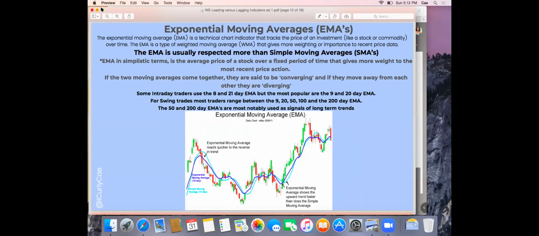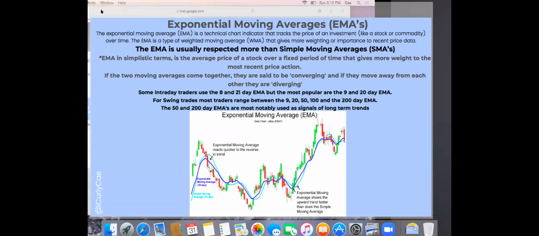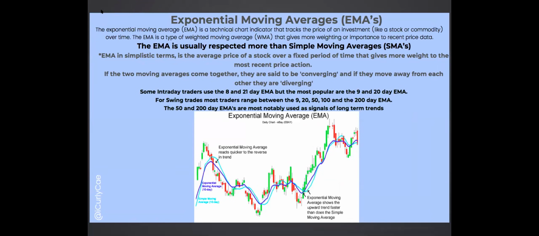All right. So the exponential moving average is a technical chart that tracks the price of an investment like a stock or commodity over time. The EMA is a type of weighted moving average that gives more weighting or importance to recent price data. The EMA is usually respected more than the simple moving average. EMA in simplistic terms is the average price of a stock over a fixed period of time that gives more weight to the most recent price action. So I'll break that down for you. If I am using the 9-day EMA, it's a 9-day period, and it's going to give more weight to the most recent price action. So if I'm using the 20-day, it's going to give me an average over the past 20 days.